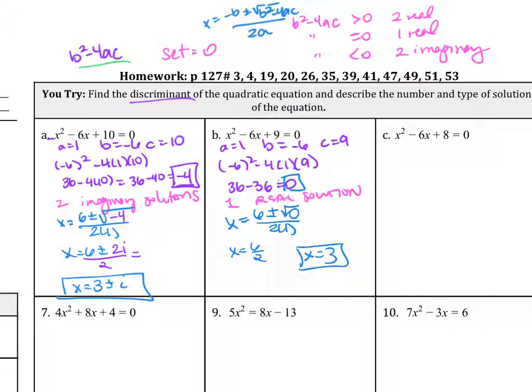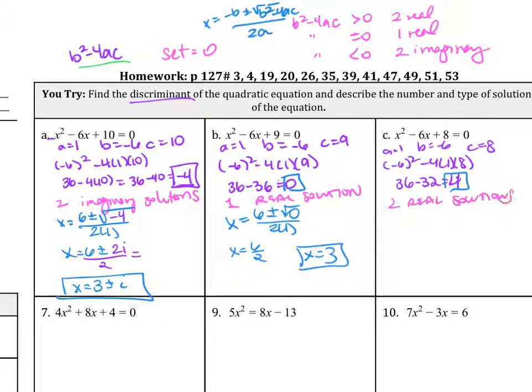The last one, we have x squared minus 6x plus 8. So a is 1, b is negative 6, and c is positive 8. So we have negative 6 squared minus 4 times 1 times 8. So that's 36 minus 32 equals 4. So that is greater than 0. So we have two real solutions.